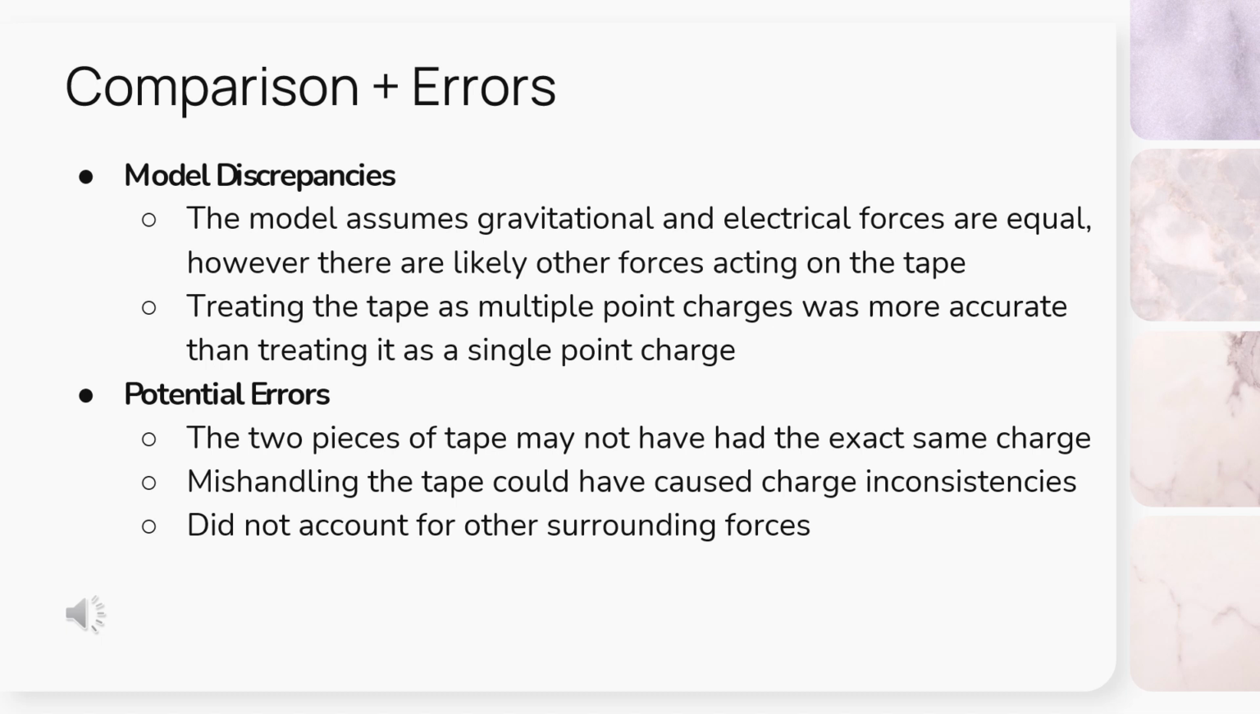Between the models and errors, the model discrepancies are that the model assumes gravitational and electrical forces are equal. However, there are likely other forces acting on the tape. And treating the tape as multiple point charges was far more accurate than treating it as a single point charge. Potential errors are that the two pieces of tape may not have had the exact same charge, and mishandling the tape could have caused charge inconsistencies. And again, we did not account for other surrounding forces.